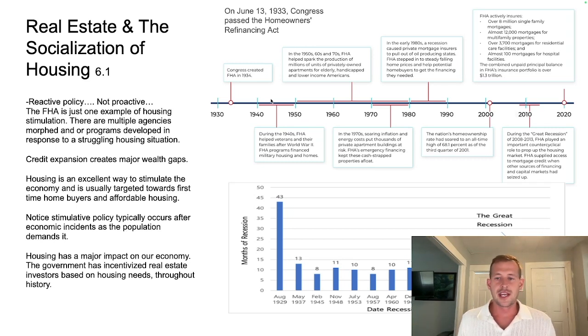This isn't all of the acts, and there's been a ton of different acts that pass typically, but credit expansion creates major wealth gaps, and when those wealth gaps get too extreme, we see more effort to redistribute that wealth, right? And some of these programs help redistribute that wealth. Housing has a major impact on our economy, as I said before. The market capitalization of real estate is massive, and the government incentivized real estate investors based on housing needs throughout history.